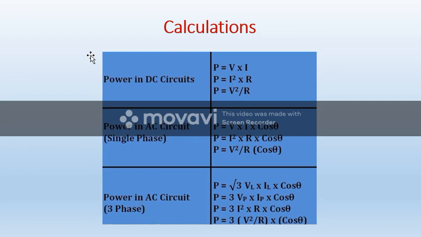Power in AC circuit, three phase. P equals root 3 into VL IL cos theta. P equals 3 into V phase I phase cos theta. P equals 3 into I squared R into cos theta. P equals 3 into V squared divided by R into cos theta.